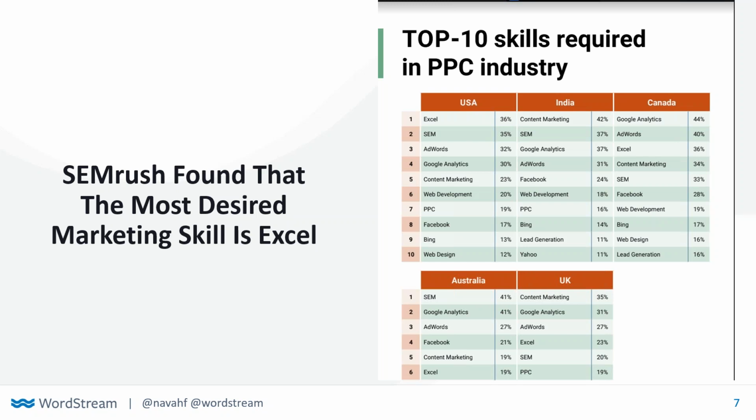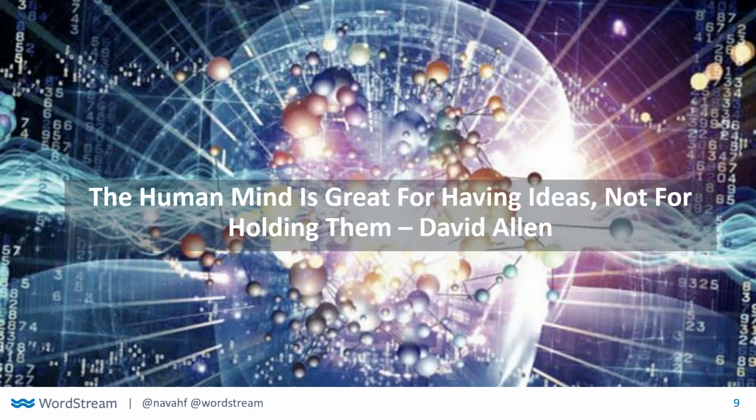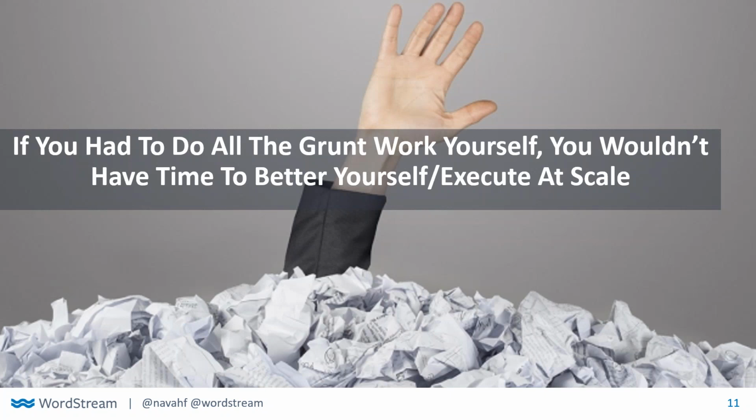What I also found really interesting is that if you look at how we pay people, we pay our strategists double on average what we pay our executors. The reason for that is simple. The human mind is great for having ideas, not for holding on to them. Our minds are too valuable to waste on grunt work. And if you had to staff for all the grunt work, you would go out of business. There is no possible way, whether you're a brand or an agency, that you could do all of this yourself. Because if you had to do it all yourself, you couldn't execute at scale.